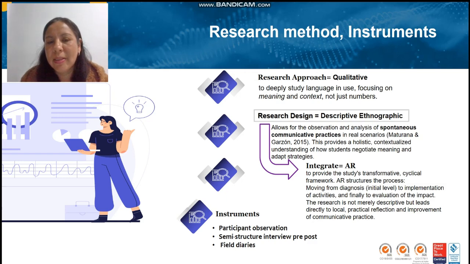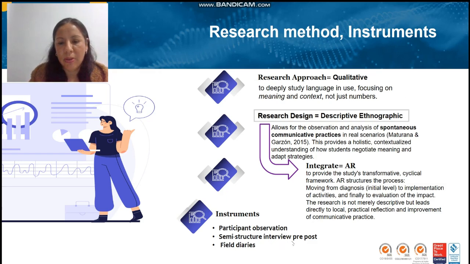This is not generalized, because I consider this study could be applied in places where there are high numbers of touristic visitors that we can integrate as volunteers in the practice of English language learning and the improvement of oral communicative strategies or the oral production. So the instruments that I use are participant observations, semi-structured interview, pre and post, and field diaries.